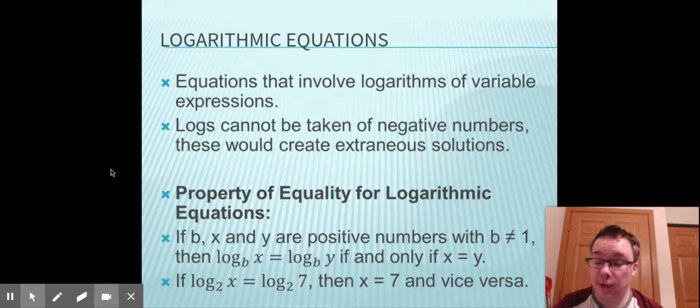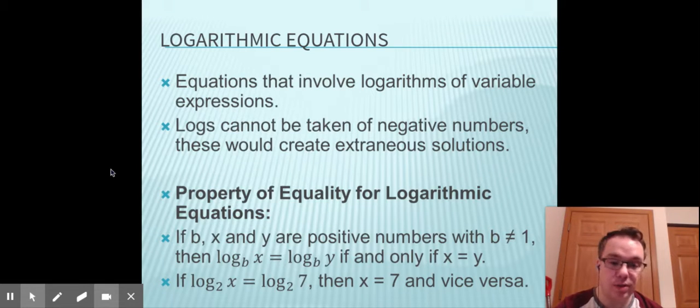All right, so hopefully you have that all written down. So a logarithmic equation is obviously an equation that involves logs. Remember, we learned before spring break that logs cannot be taken of negative numbers. And so those would cause what we call extraneous solutions, or solutions that don't work. So just like when we were learning how to solve radical equations and we had to check for extraneous solutions, we still have to do so with logarithmic equations.